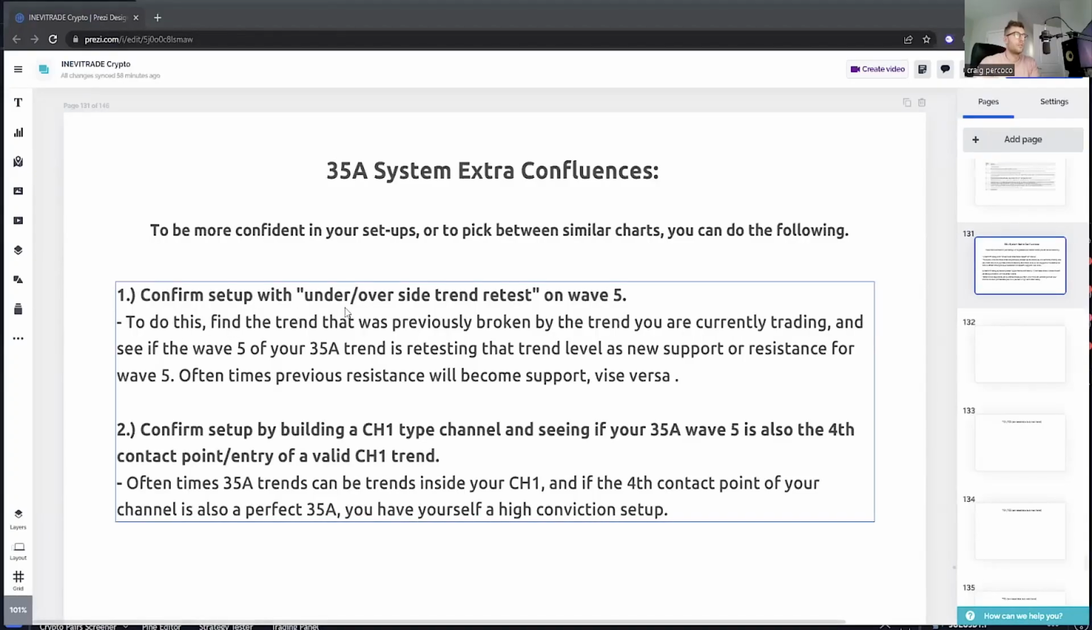So maybe they're all looking good with just the 358 technical analysis. That's where we can start to look at the CH1 technical analysis, and also something that I call an underside or overside trend reset or retest on wave 5. So the step 1 confirmation is going to be the underside overside trend retest on 5. To do this, find the trend that was previously broken by the trend that you're currently trading and see if wave 5 of your 358 trend is retesting that trend level as a new support or resistance of wave 5. Oftentimes previous resistance will become support, vice versa.